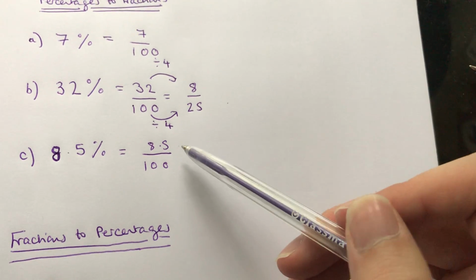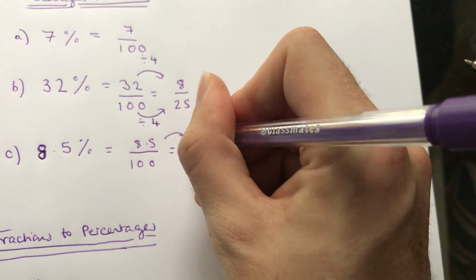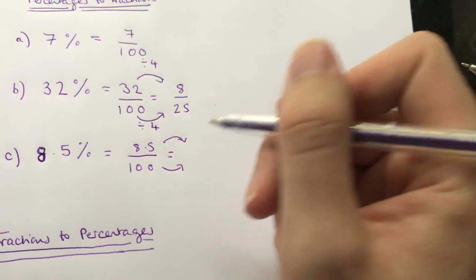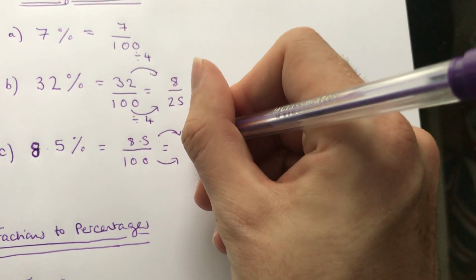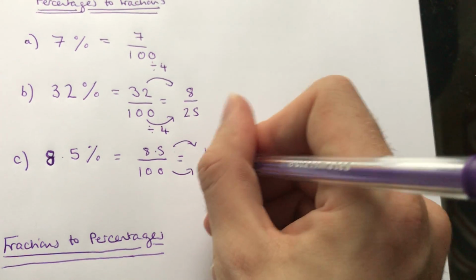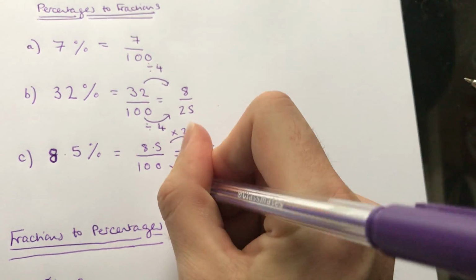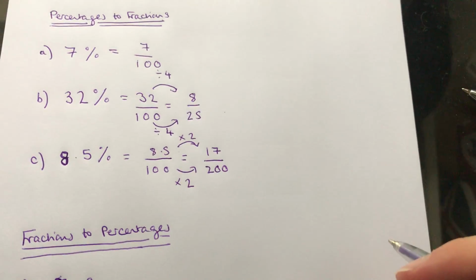So what do I need to do? Well, I can multiply the top and bottom by 2 to make it a whole number. So 8.5 multiplied by 2 is 17, and 100 multiplied by 2 is 200. So multiply the top and bottom by 2 to make it a whole number.